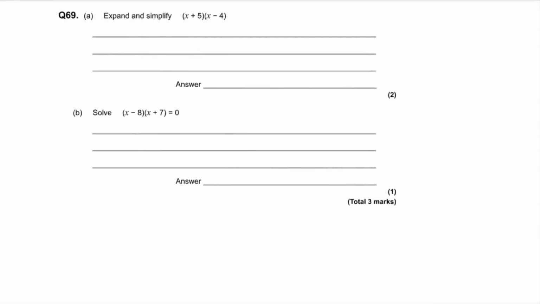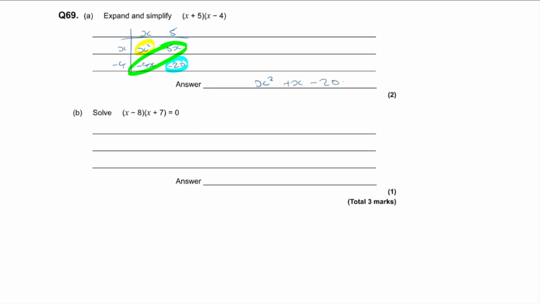69a, expand and simplify x plus 5, x minus 4. I'm going to do that as a grid. I'm going to have x and 5 and x and minus 4. X times x is x squared. X times 5 is 5x. X times minus 4 is minus 4x. 5 times minus 4 is minus 20. What have I got? I've got a term in x squared. I've got two terms in x. 5x minus 4x, that's x. I've got a term minus 20 on the end. Minus 20.